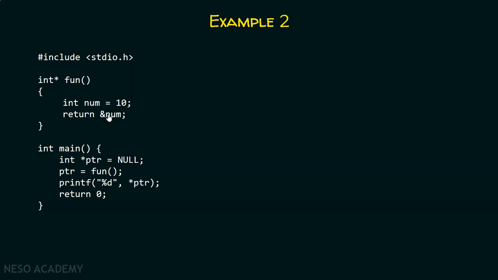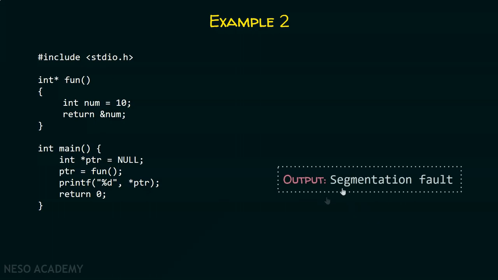So when we try to return the address of this variable, obviously we are trying to return the address of non-existing memory. Here we are trying to store that address within this PTR pointer. So obviously this PTR becomes a dangling pointer. And here we are trying to dereference it. So it will cause a segmentation fault. Segmentation fault simply means that you are trying to read or write into an illegal memory location.